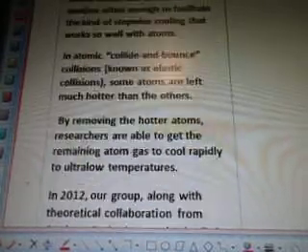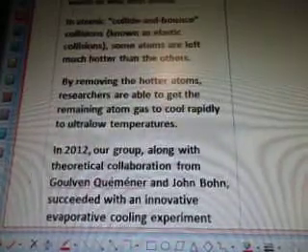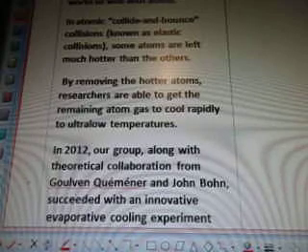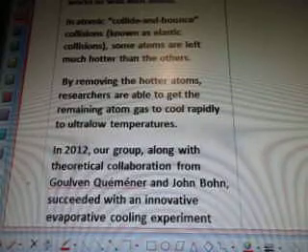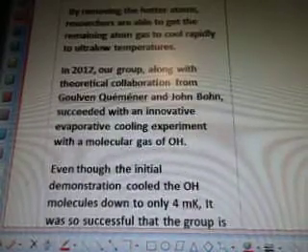Blah blah blah. Let's go back down here. Some atoms are left much hotter than the others. By removing the hotter atoms, researchers are able to get the remaining atom gas to cool rapidly to ultra low temperatures. So you could separate the two and then stick them back together. So you'd have them going through some sort of laser device, which would be the turbine.